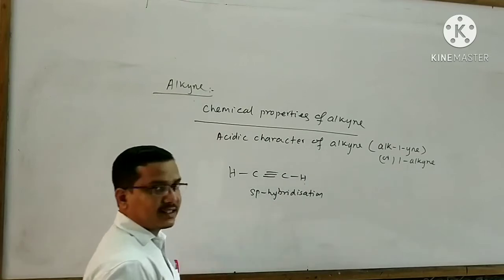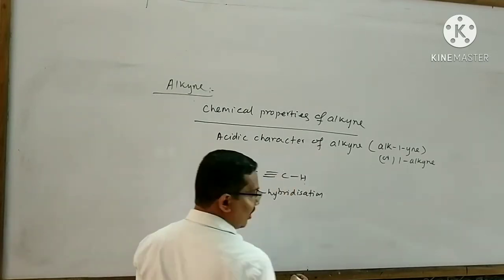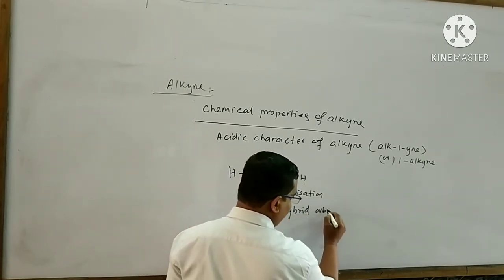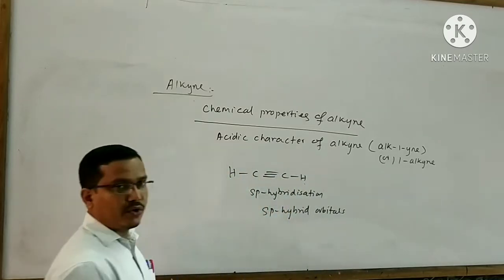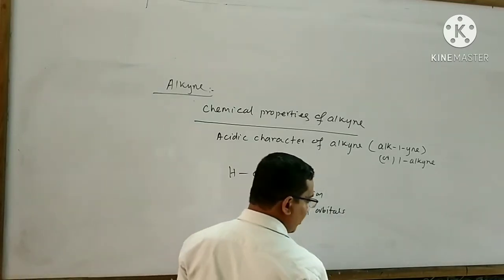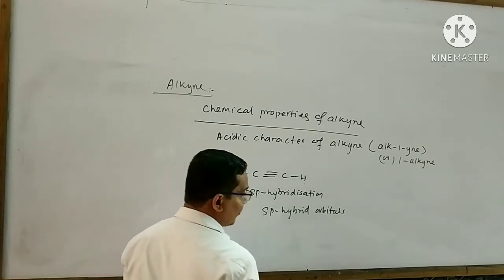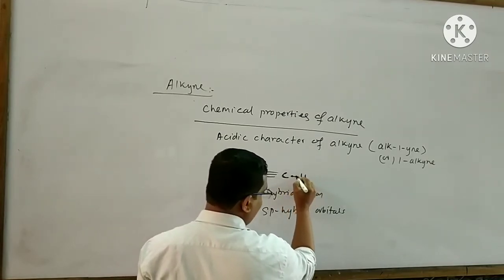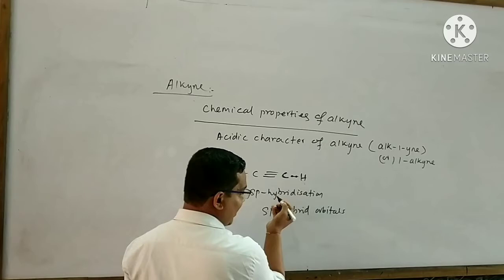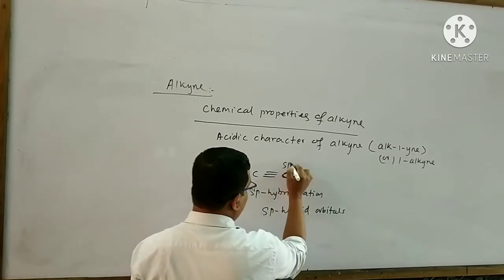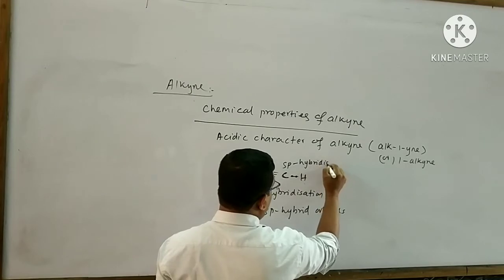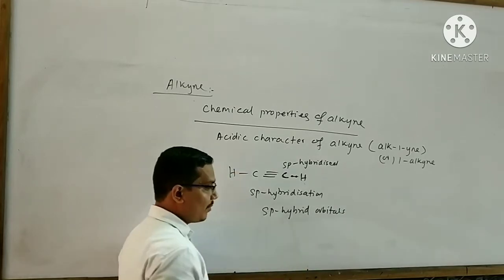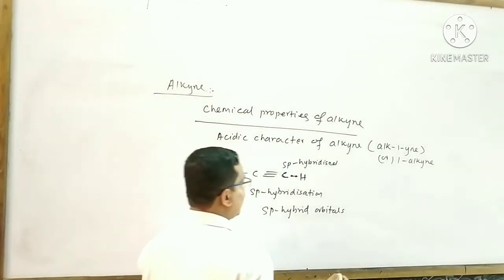Due to the very large s character, the electrons in sp hybrid orbitals are held more tightly by the nucleus. Consequently, the electron pair between carbon and hydrogen gets displaced more towards the sp hybridized carbon atom and helps the release of H plus ion very easily.